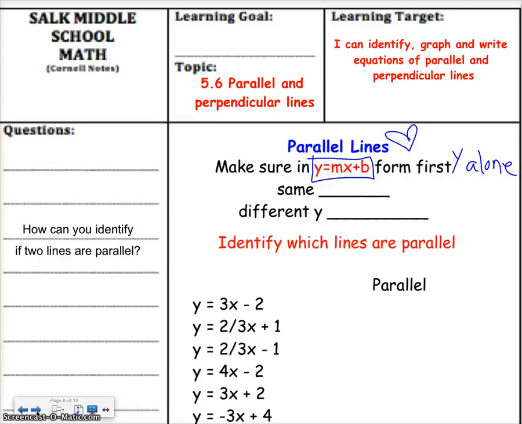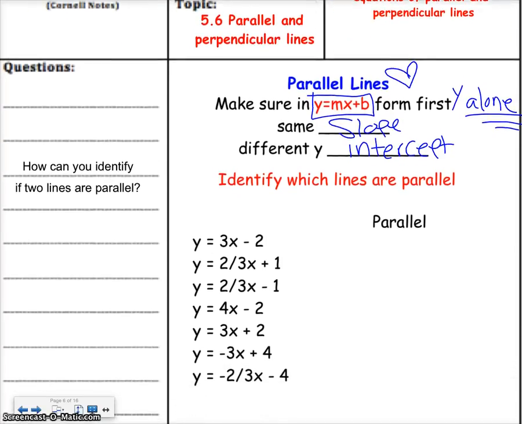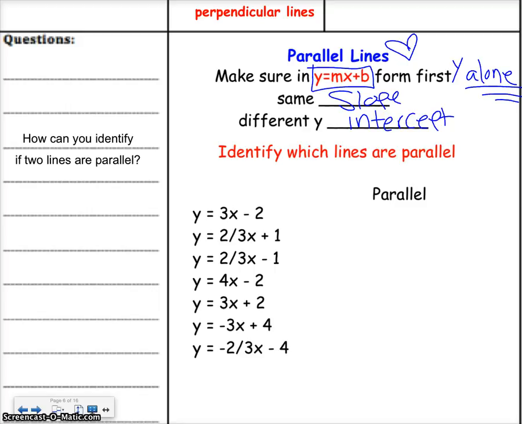Okay. So parallel lines have the same slope. They have a different y-intercept. My goal for my 8th graders is to always make sure y is by itself, and then I want you to box off the slope. That's your goal, because that's how you can compare the slope, is boxing it off, and then you can identify if they're parallel. So notice y is all by itself on all of these.